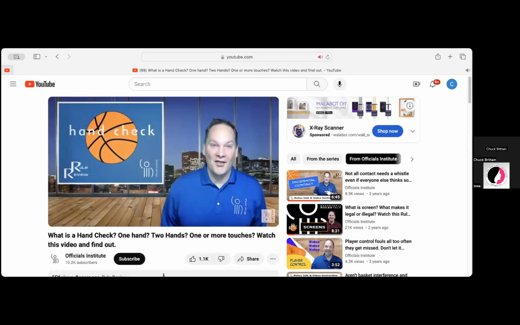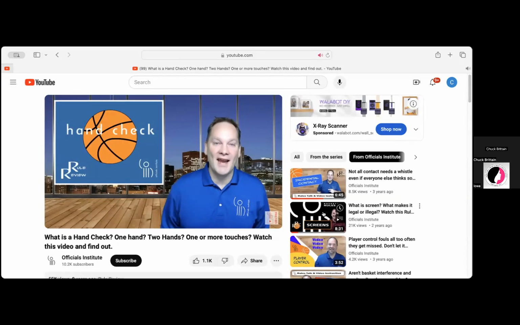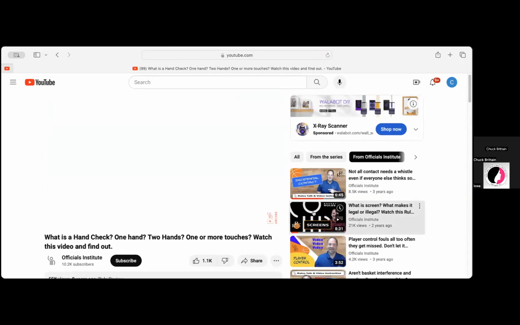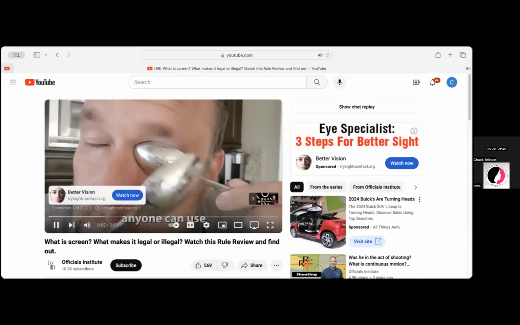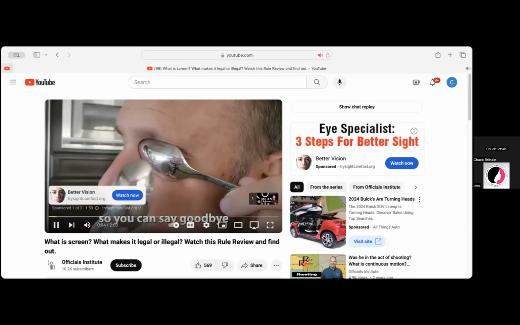There you have it, a complete and comprehensive review of hand checks. Now you know. There's one simple vision hack. Now we'll go on to screening. You can say goodbye to your optometrist.